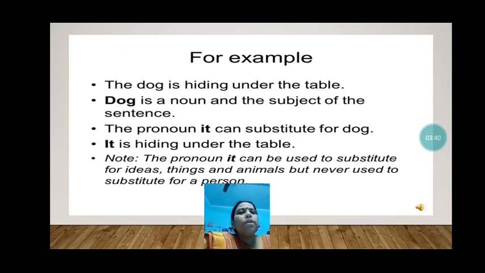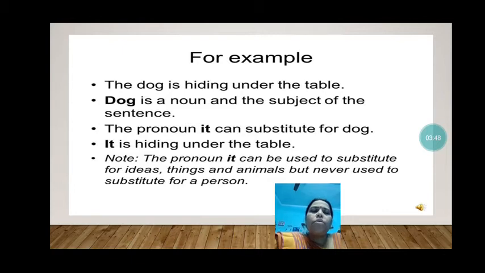Now see, note, the pronoun it can be used to substitute for ideas, things and animals, but never used to substitute for a person. So this pronoun it is used instead of ideas, instead of saying the ideas again and again. Then things, instead of things we can use it. For non-living things, animals, birds, we use it. But we never use it for a person. That means we don't use this it for any person.